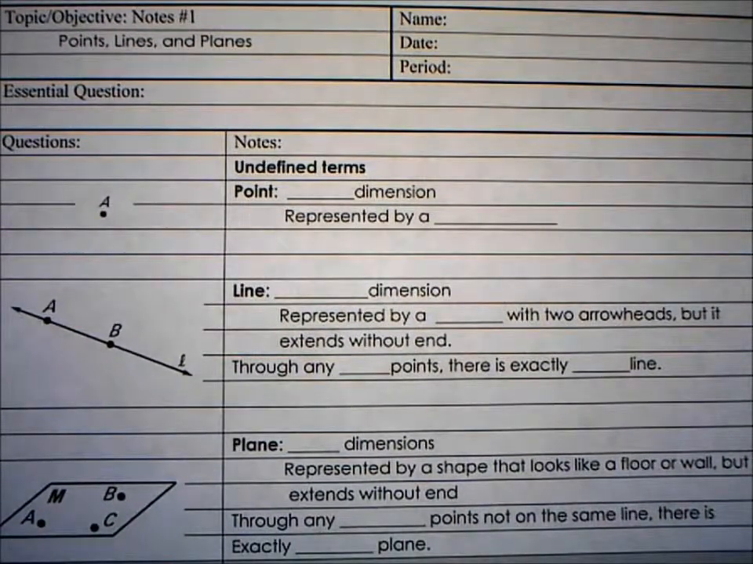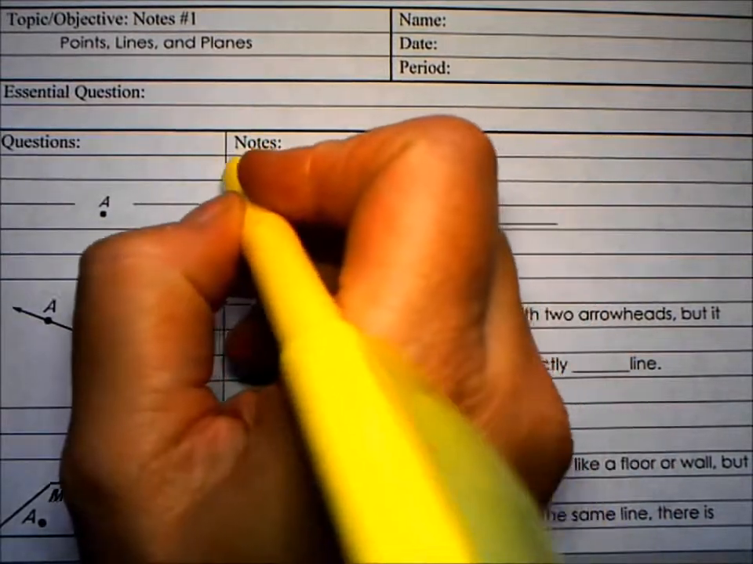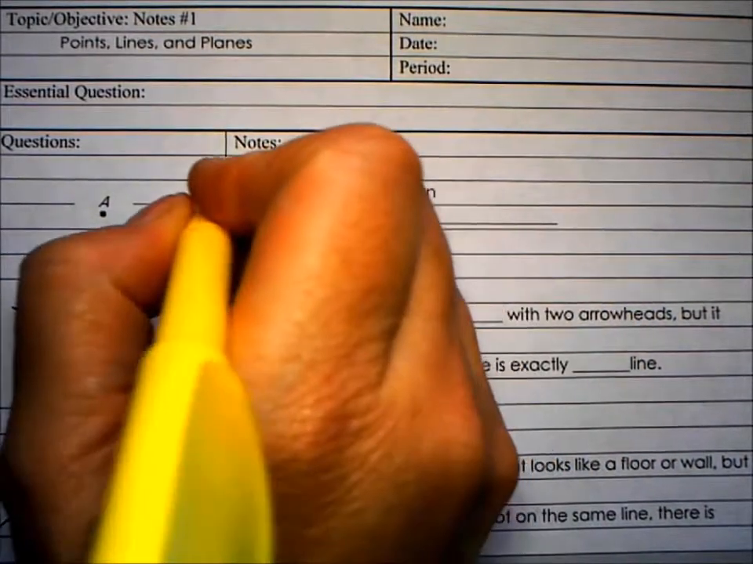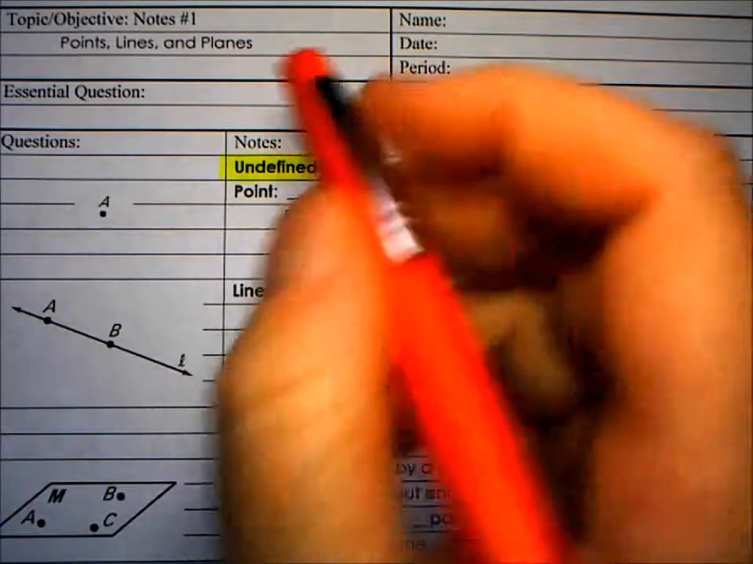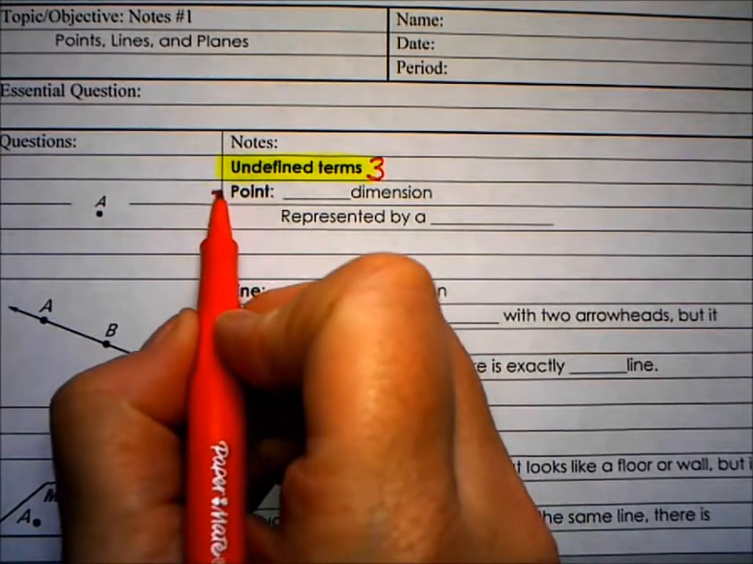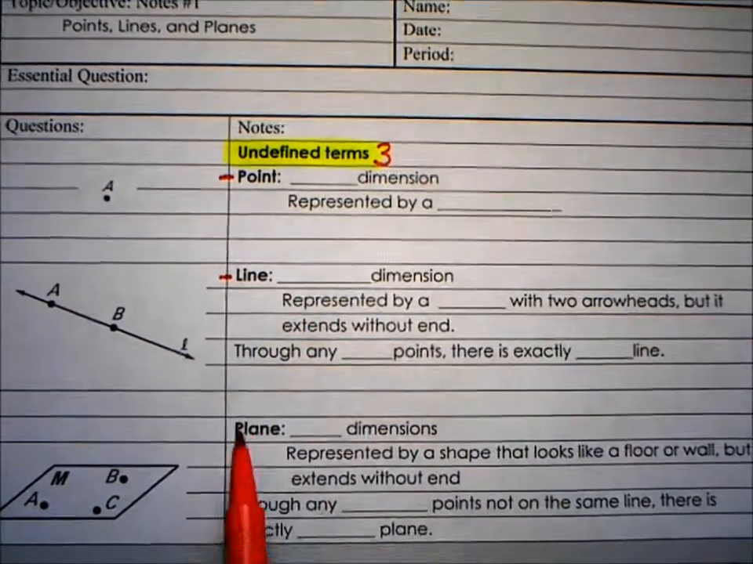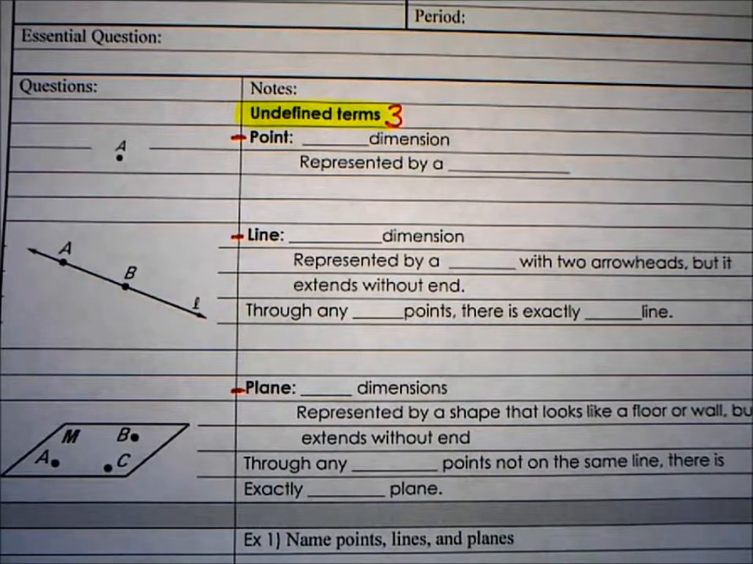Here's all this information. You need to listen very carefully because a lot of it's filled in. In geometry world, there are only three undefined terms. There's only 3 of them, and in this whole world there's only 3. The first one is the point, the second one is a line, the third one is a plane. Those are the 3 undefined terms.